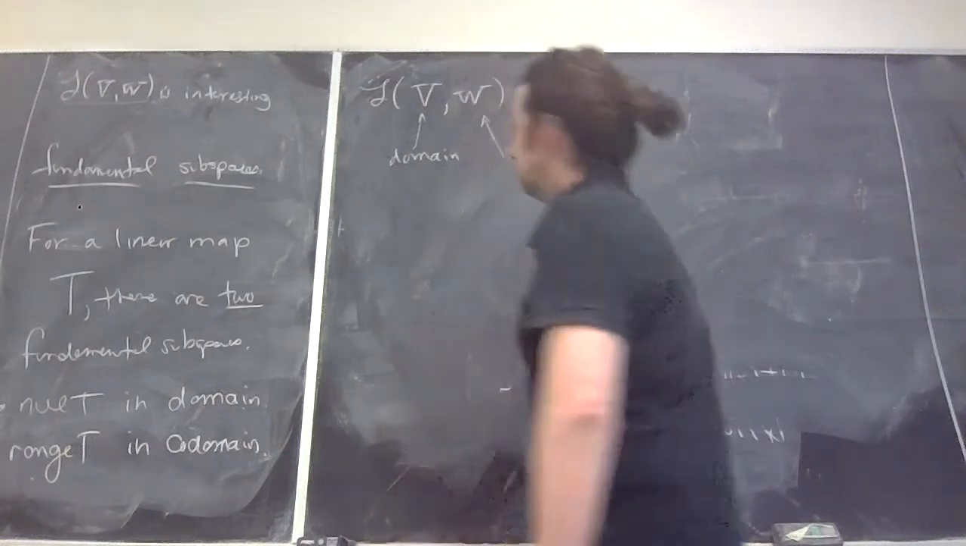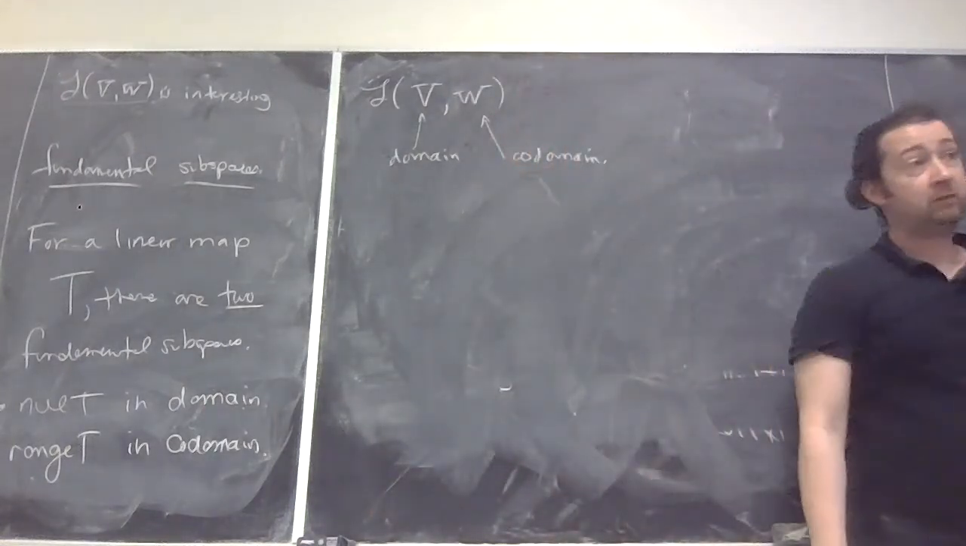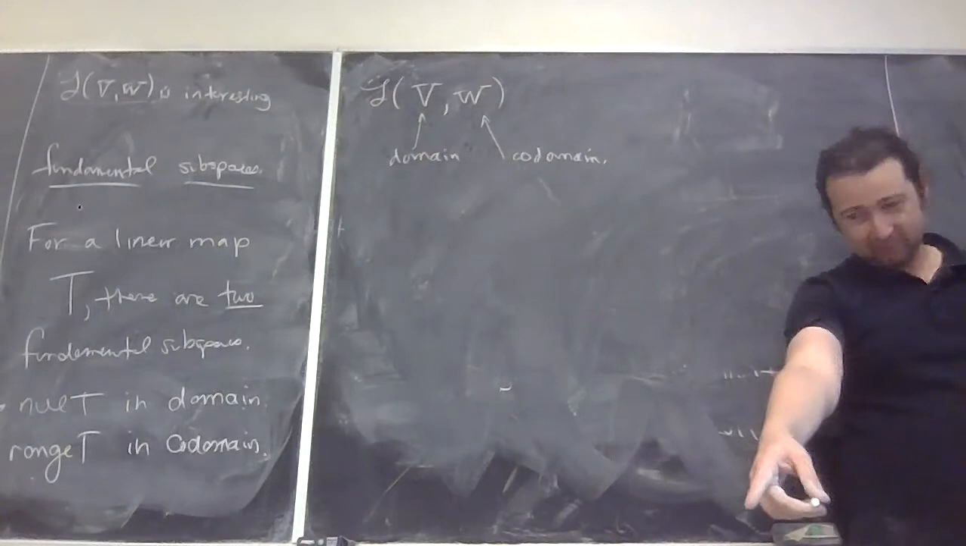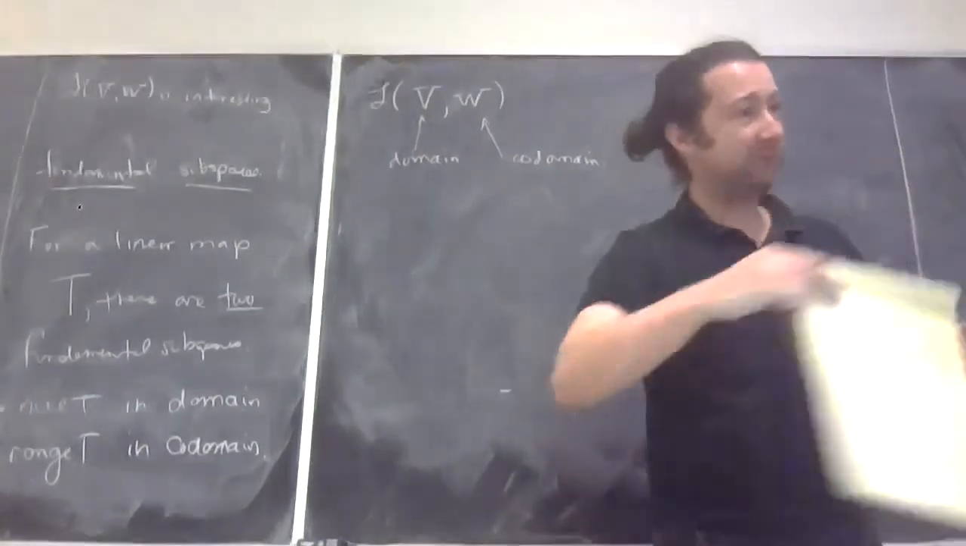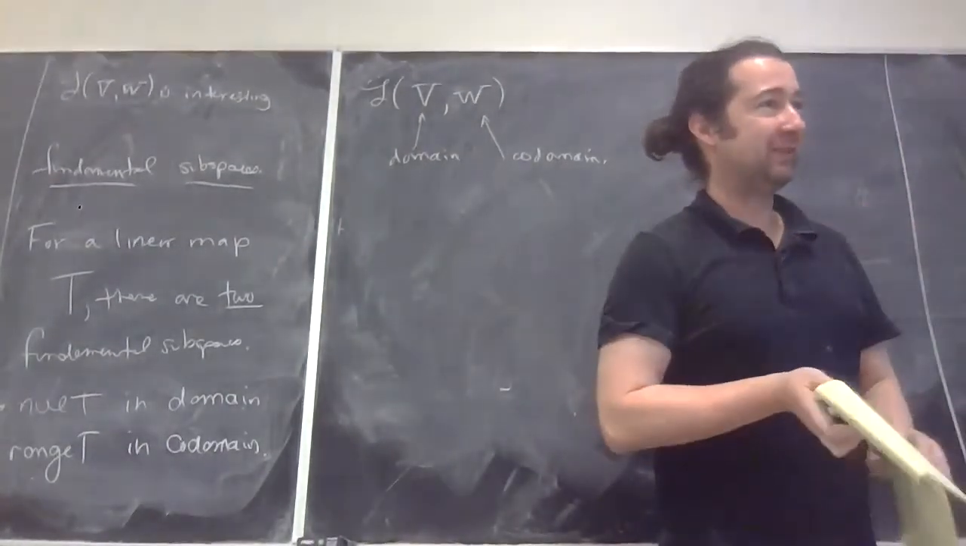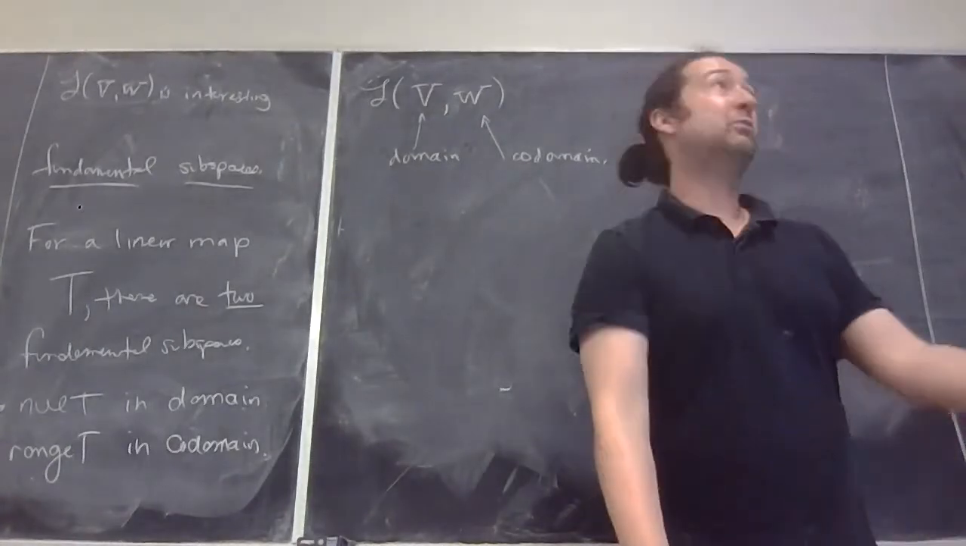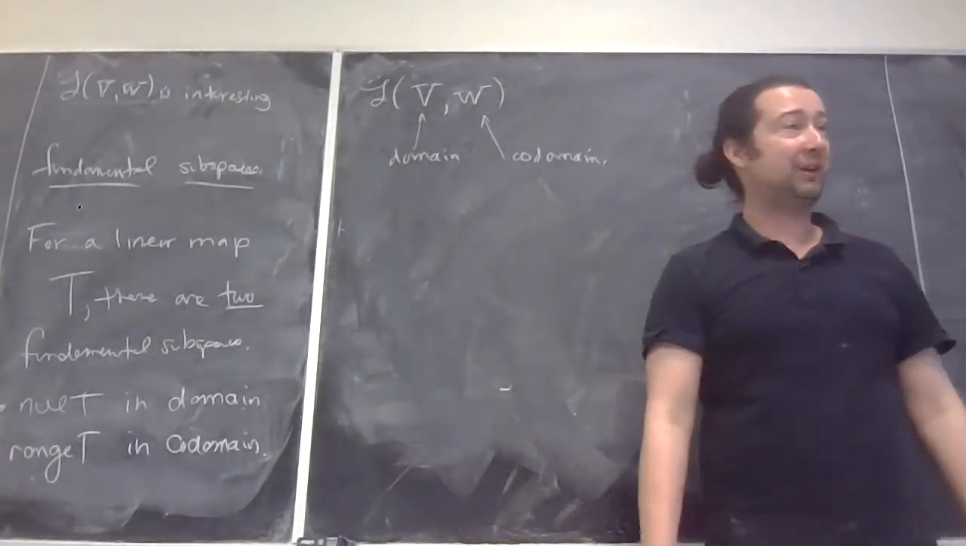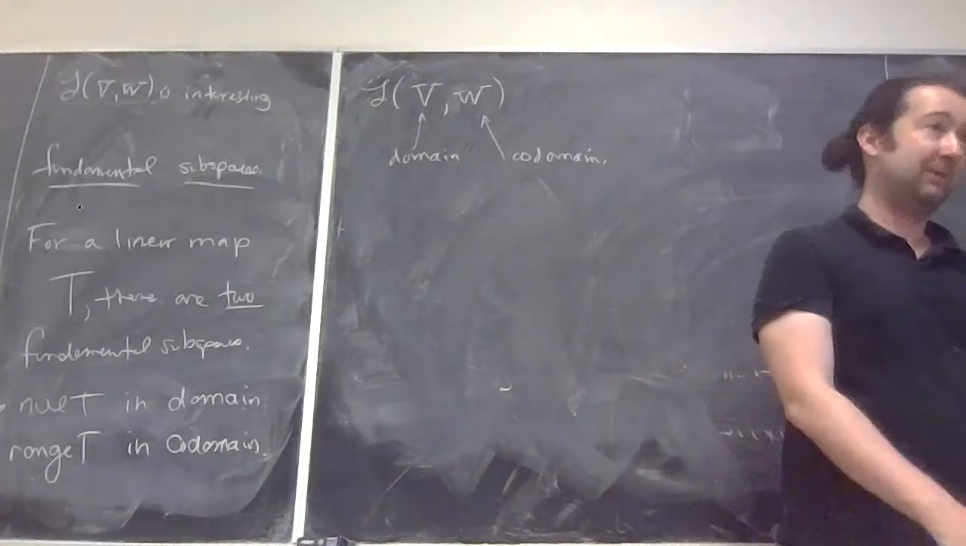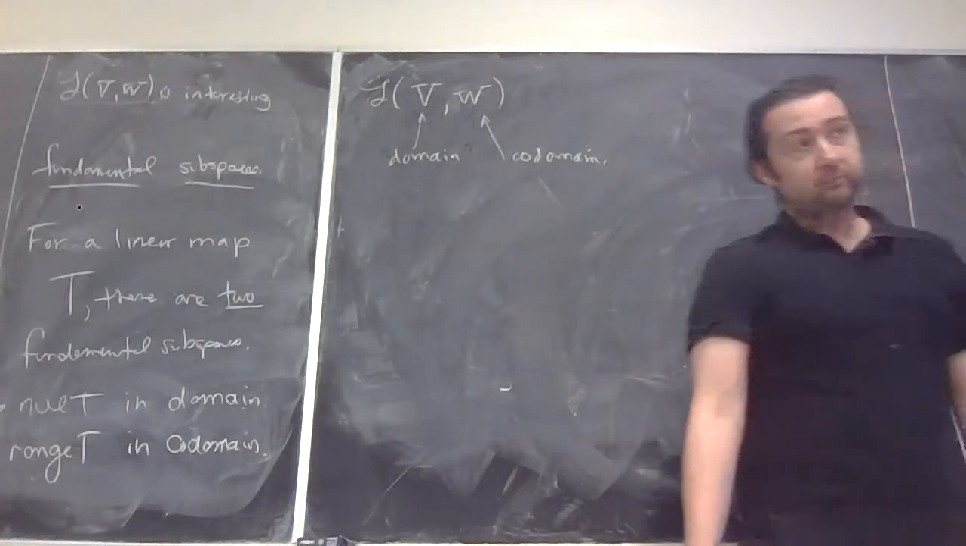Is range always a vector space? That's the very next theorem in my notes. Actually, we're going to do range after we prove that the null space is a vector space. We'll prove that the range is a vector space as well. Okay, so you could always define the range instead of the codomain.